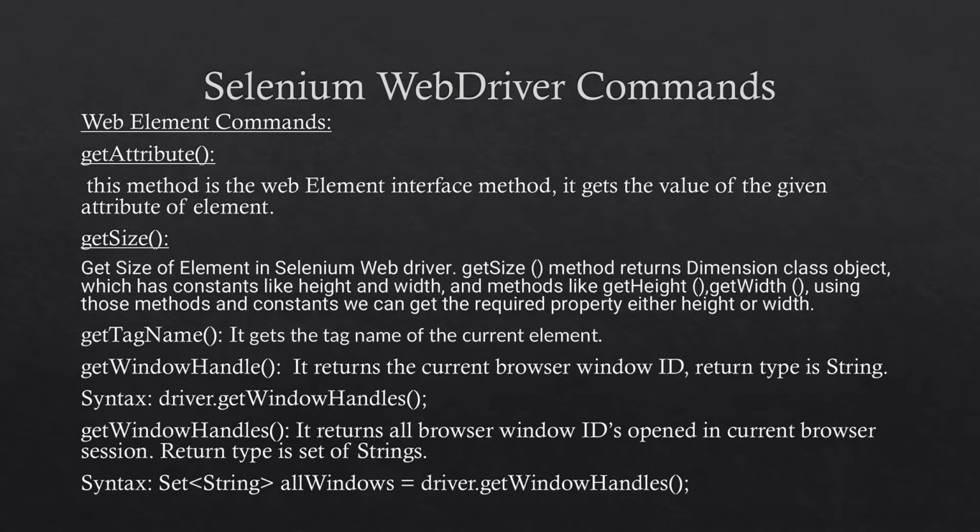The next method is for when I want to switch from one window to another, that is, how we can handle multiple windows. During that time we can use getWindowHandles. With the help of getWindowHandles, we can retrieve all the currently open browser window IDs, and its return type is a set of strings. Here all the window IDs are unique; all the window IDs are different from the others. So the syntax is Set<String> allWindows = driver.getWindowHandles(). This driver.getWindowHandles() will return a set of strings.